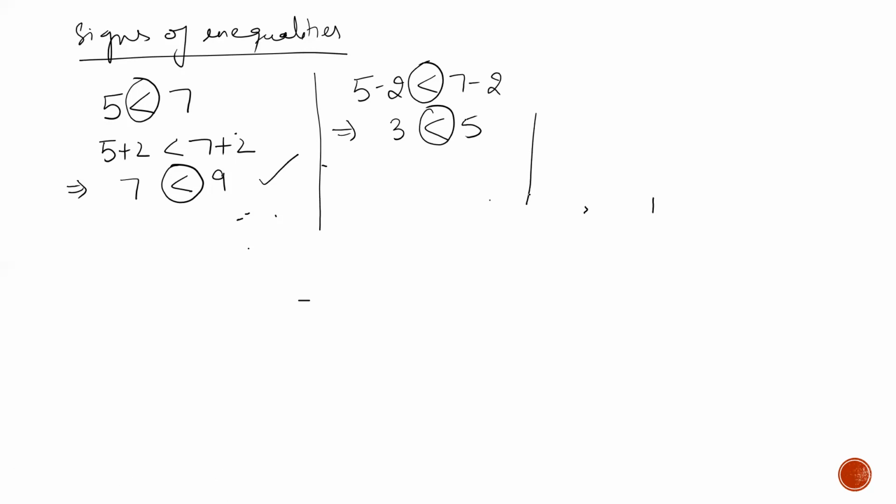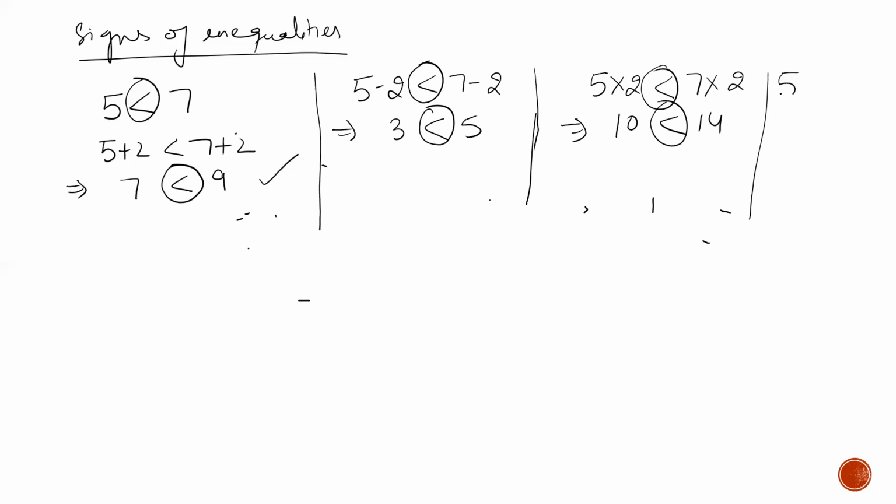If it's about multiplying a positive value to both sides, say a similar value, I'm multiplying 2 with 5 and 7 with 5. I would say 5 with 2 and 7 with 2, I'll get 10 less than 14. Again, I would say the sign of inequality doesn't change.